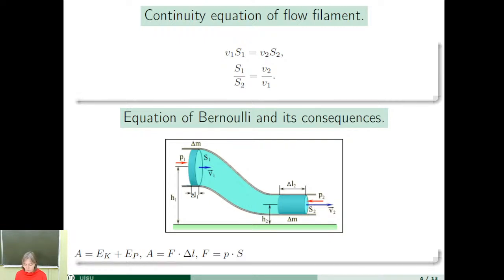In particular, with big accuracy, it is carried out for blood current in large blood vessels in time equal to several cardiac cycles directly following one after another. And then let's talk about the question of Bernoulli and its consequences.